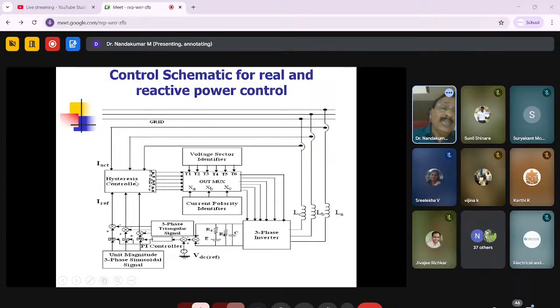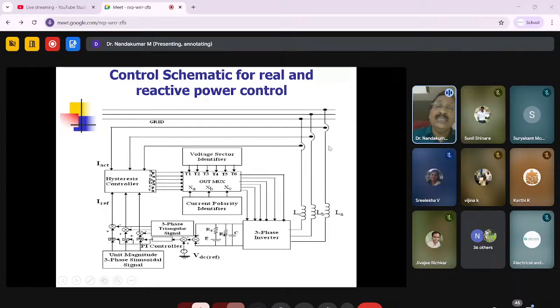Clear? Now here I am using hysteresis current control only. In that, this is the 3-phase inverter, and the DC bus voltage is compared with the reference voltage, and the error is given to a PI controller, and the PI controller output is multiplied with a unit magnitude 3-phase sinusoidal signal. For example, if you want to inject a current in phase with the grid voltage, you make a unit magnitude sinusoidal signal which is in phase with the grid voltage.